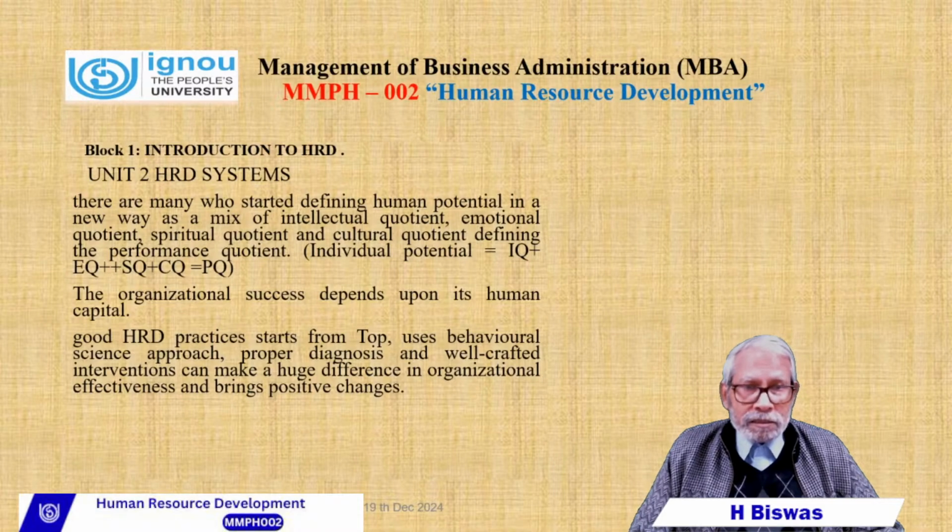So good HRD practices start from the top and use behavioral science approaches. These are all part of your behavioral science. EQ, SQ, CQ, in total your PQ. That is your performance quotient. So then we can see the performance. The performance basically is equal to IQ plus EQ plus SQ and CQ also. So all total we can say it is your performance quotient. That is the way you can define the performance quotient.